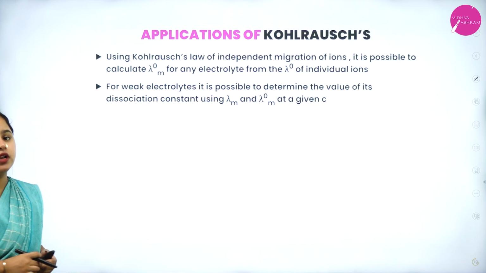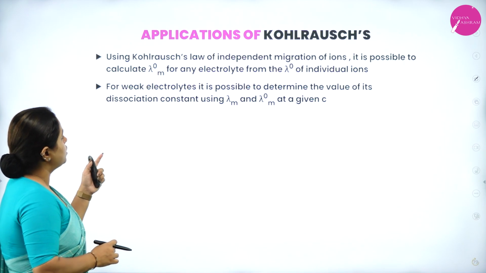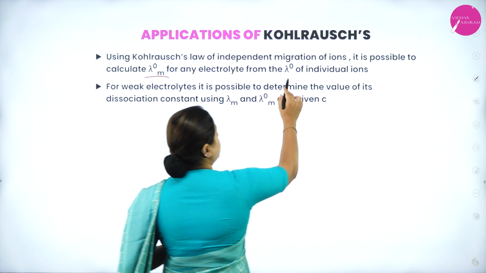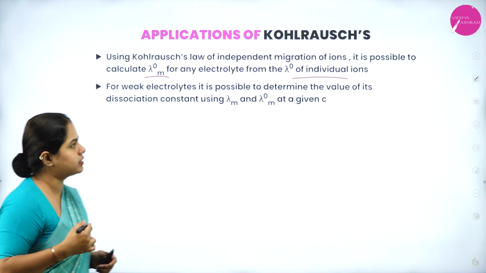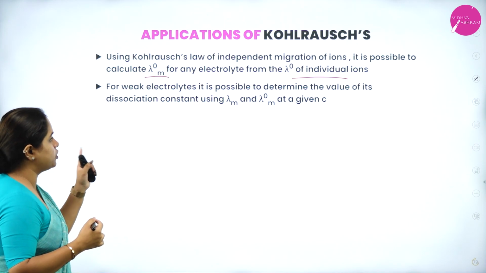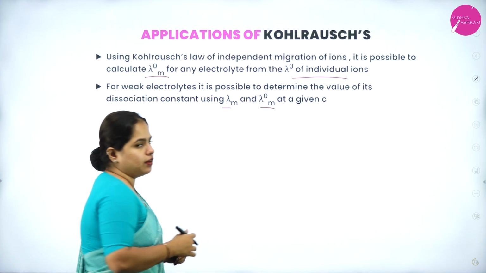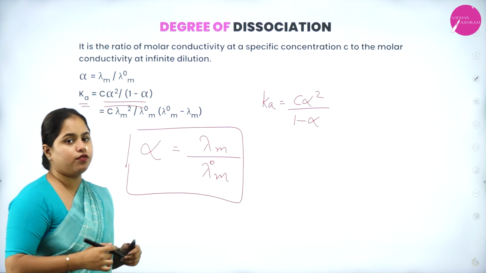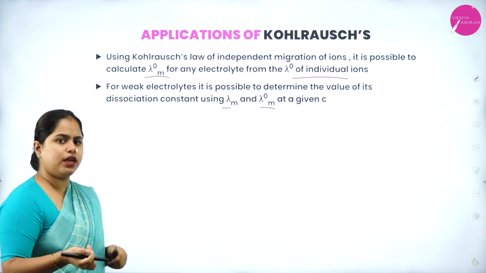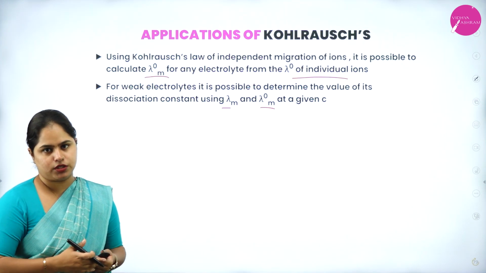Now, moving on to the different applications of Kohlrausch's law. Using Kohlrausch's law, it is possible to calculate the limiting molar conductivity of any electrolyte from its individual ions. We have already discussed this. And for a weak electrolyte, it is possible to determine the value of its dissociation constant using lambda m and lambda naught m at a given C, using this equation. So if we can find the molar and limiting molar conductivity of a weak electrolyte, we can calculate its dissociation constant as well as degree of dissociation, right?